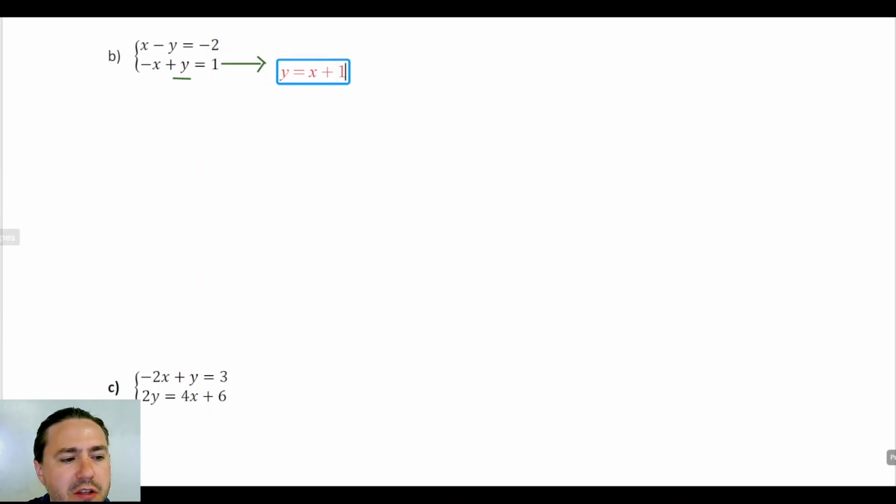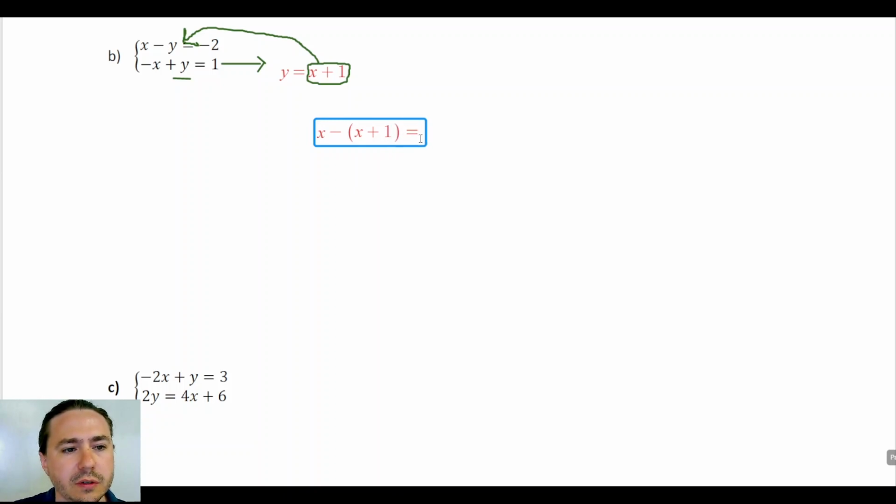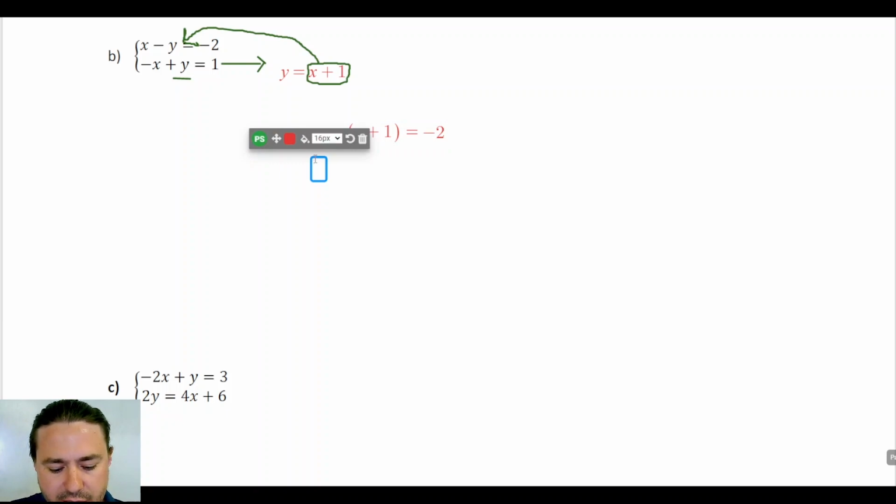So this is going to be the expression I use to substitute into the first equation. So I'll take this x plus 1, plug it in right there, and so now I can write this as x minus (x plus 1) equals negative 2. So distributing that negative 1, we get x minus x minus 1 equals negative 2.